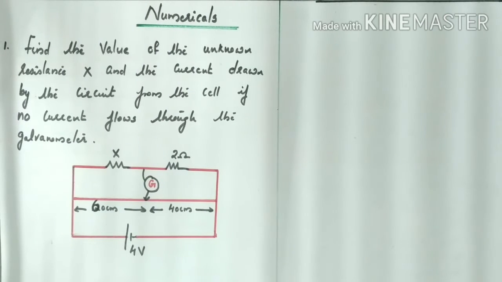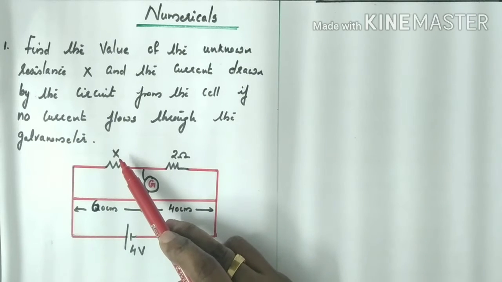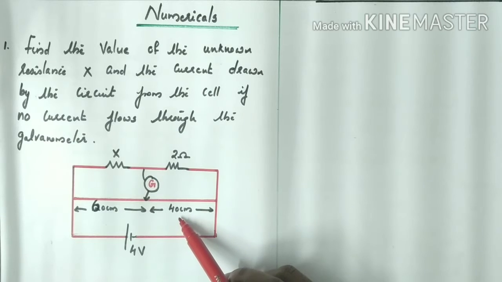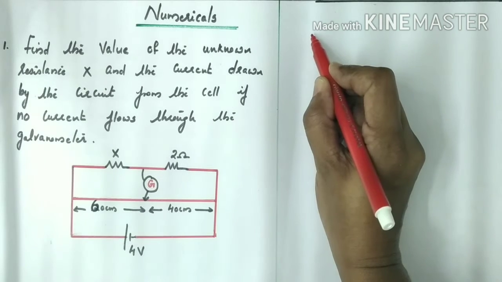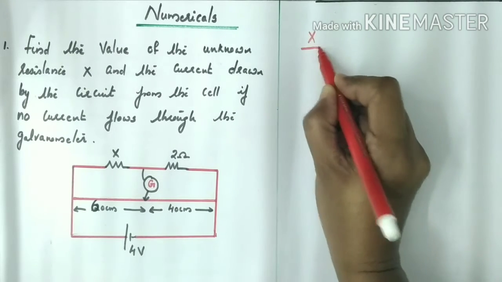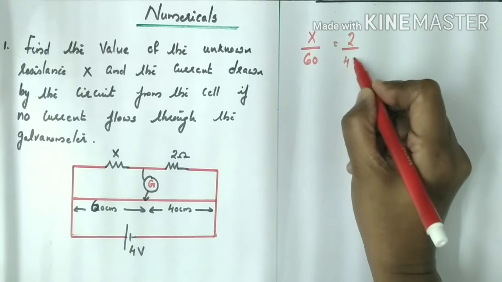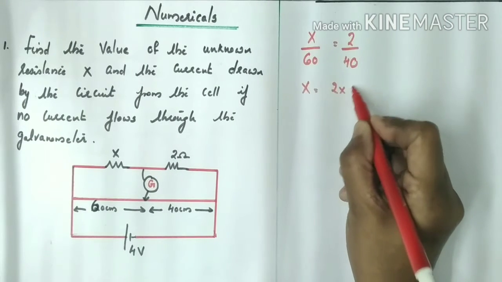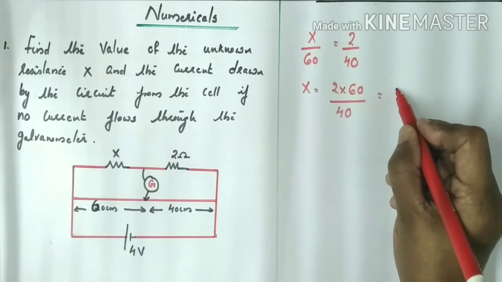So directly we can write the formula. The meter bridge is an application of Wheatstone's bridge, that we know. So we can write X divided by 60 equal to 2 divided by 40. From the meter bridge arrangement or from the Wheatstone's bridge balance condition, we can write X by 60 equal to 2 divided by 40. So X is equal to, simplifying, 2 into 60 divided by 40, so it is equal to 3.